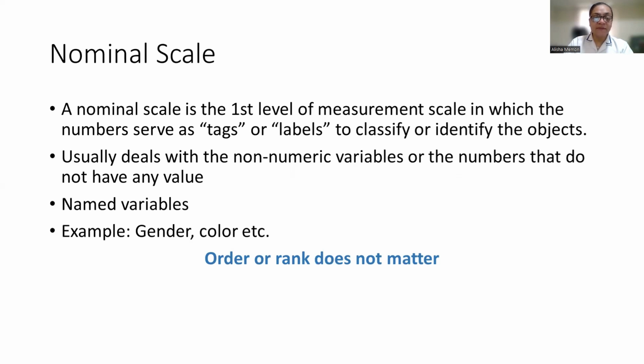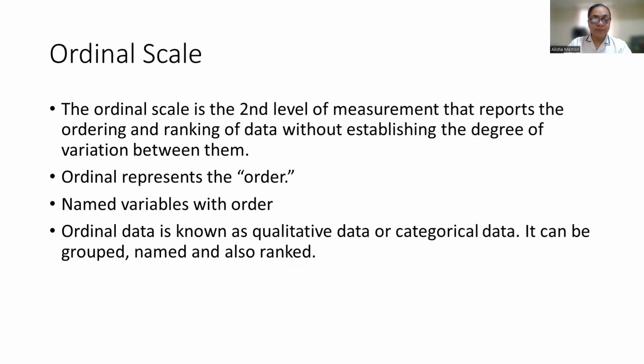Nominal scale is the first level of measurement scale in which the numbers serve as tags or labels to classify or identify the objects. In this type of scale, we mostly deal with non-numeric data and they're mostly named variables. Examples are gender, color, etc. There is no order or rank in this type of scale of measurement. It's just named variables that we look at in nominal scales of measurement.